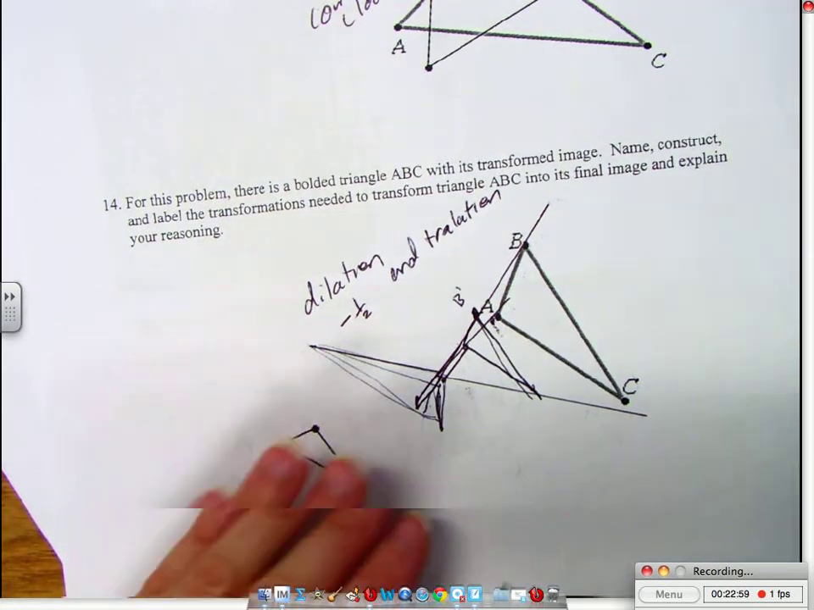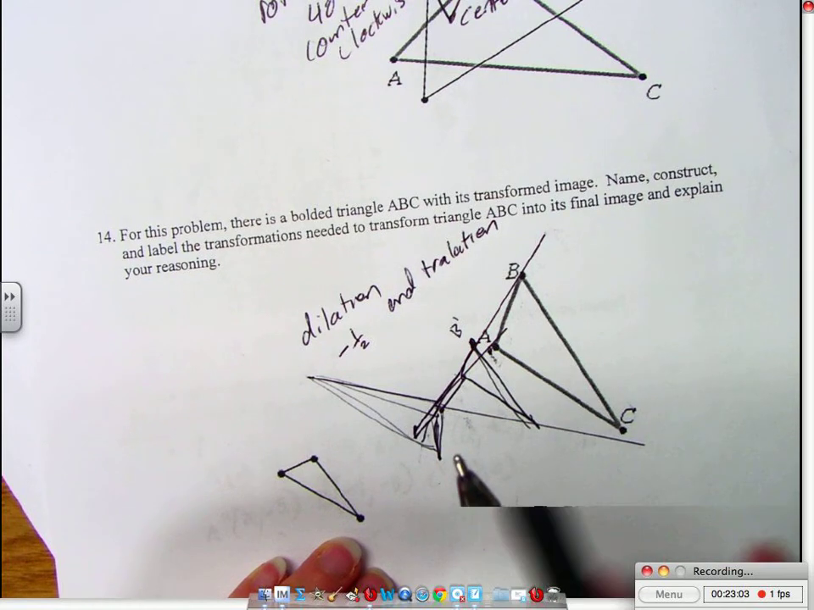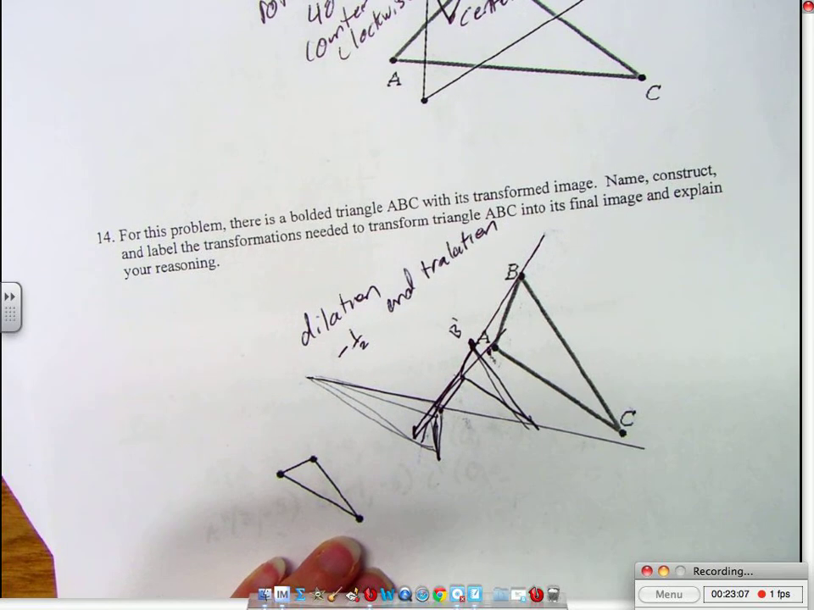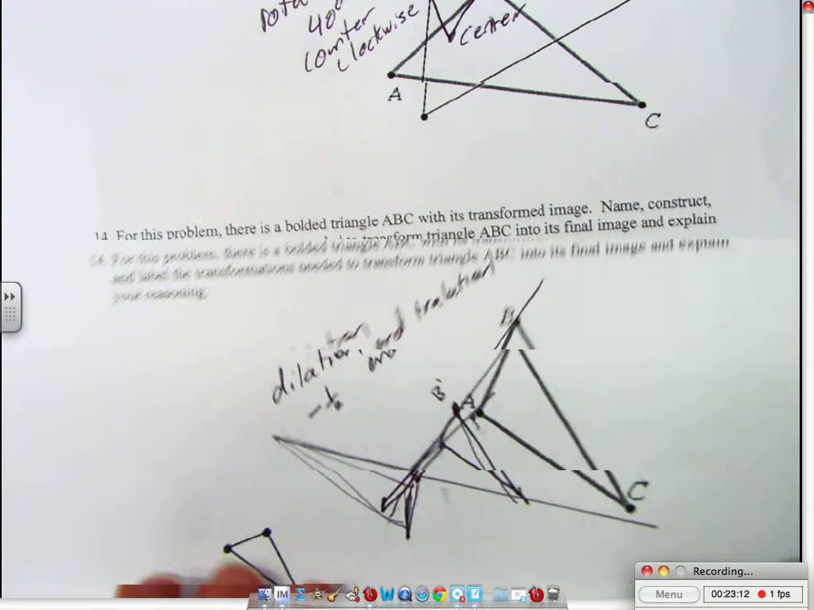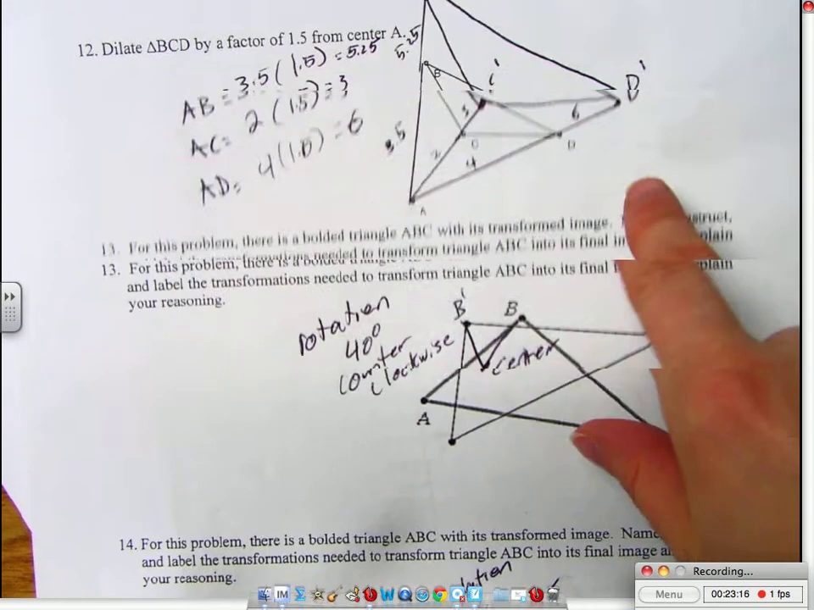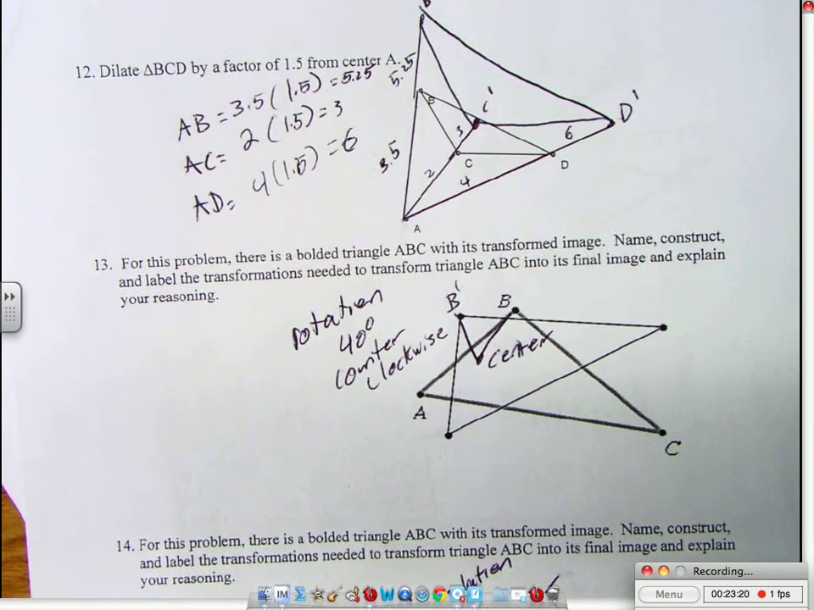So number 14, just give me your best guess. You do not have to draw all this. I just wanted to show you what it looked like. Okay. Are there any questions that you want me to go over again that you did not understand? 14, 13, 12, any of these? Yes. Number 7.